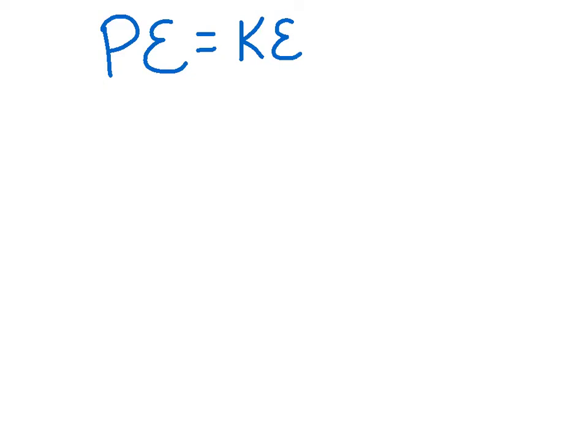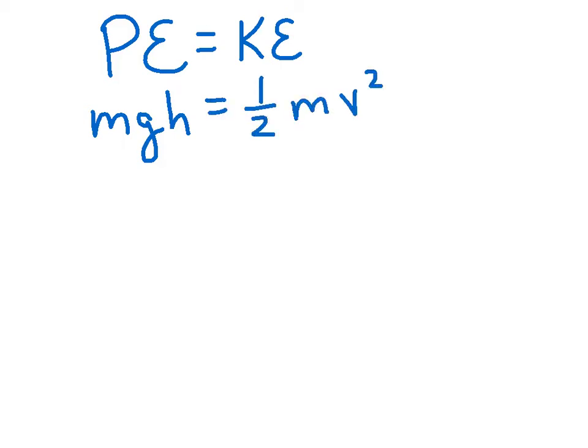Now, if we put in our equations for potential energy and kinetic energy, as I said before, you notice that there is a mass on each side. And because we're talking about the same object going from rest in potential energy to motion in kinetic energy, obviously that mass will always be constant. So the mass is always going to disappear.